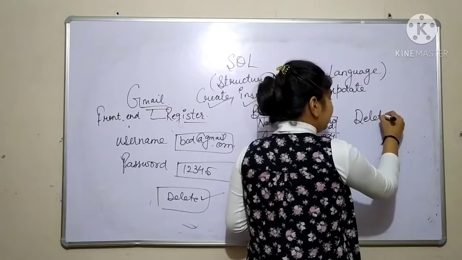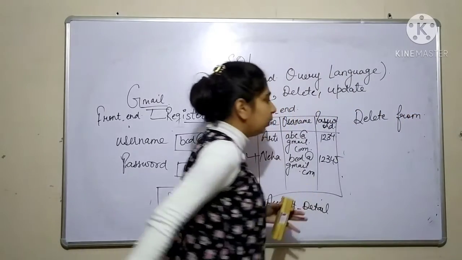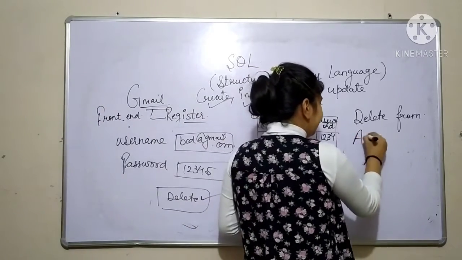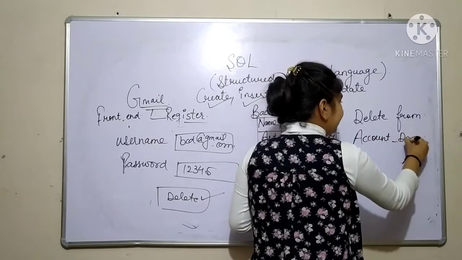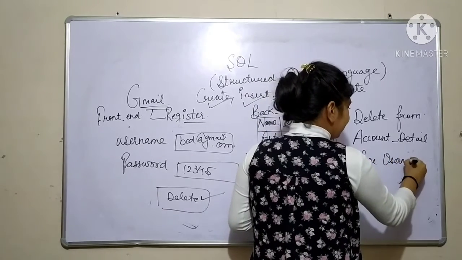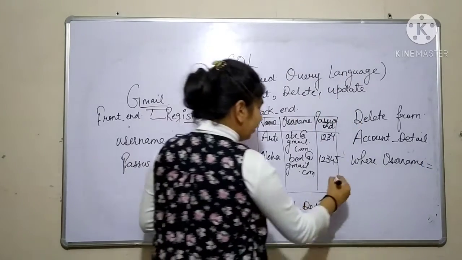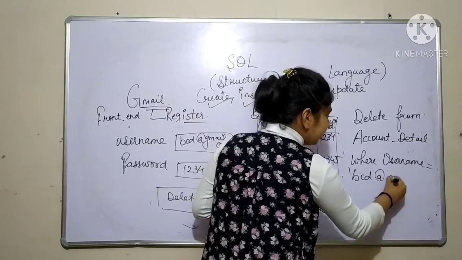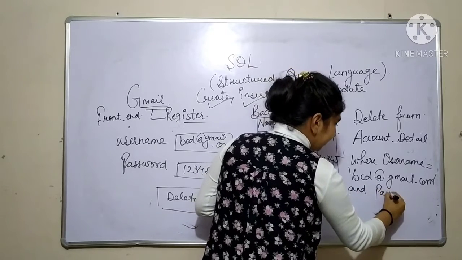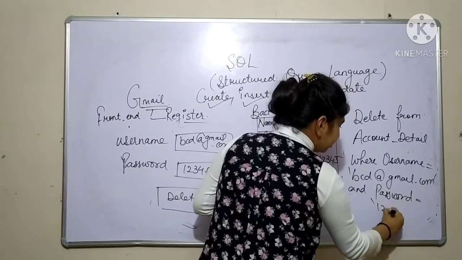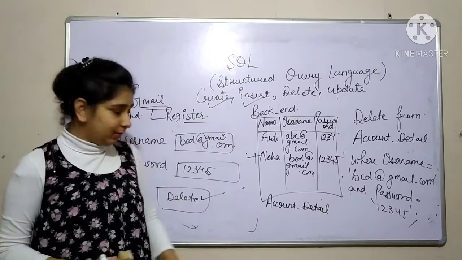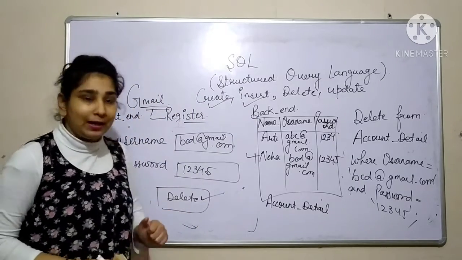Delete from table name. From which table do you want to delete? I want to delete from account detail. Delete from account detail where username is equal to bcd@gmail.com and password is equal to 12345. Okay.